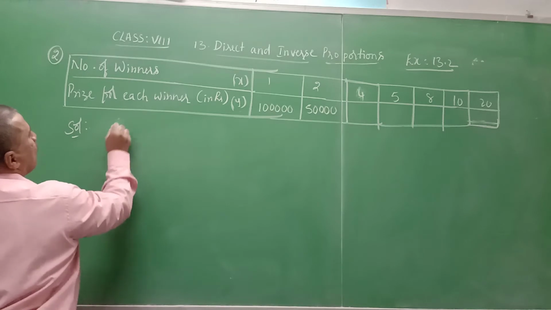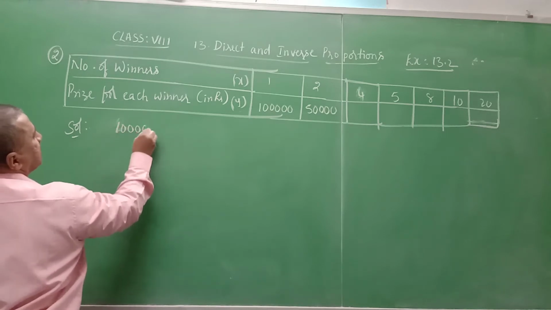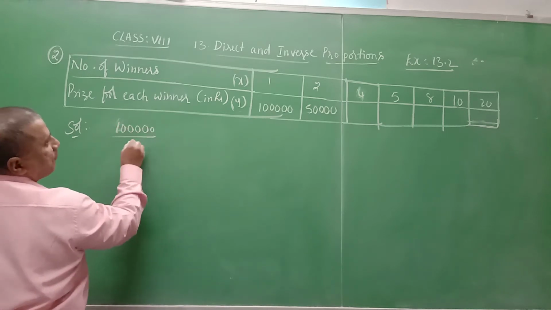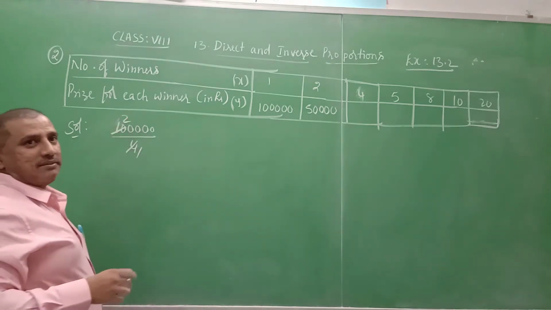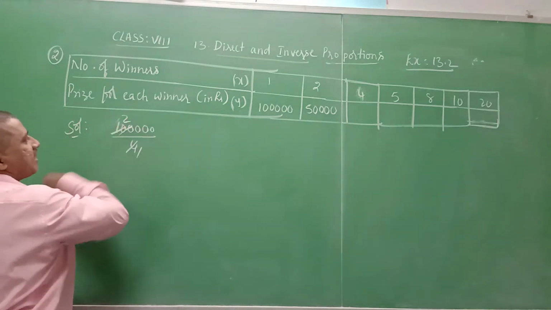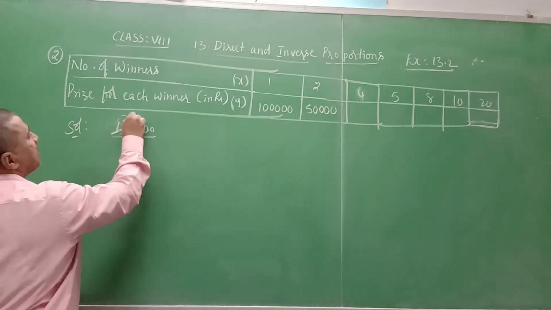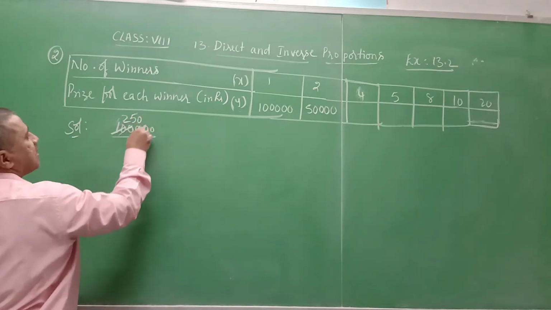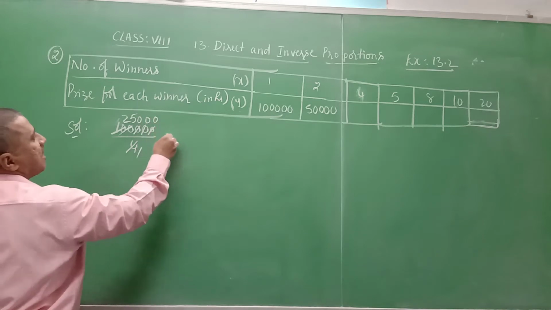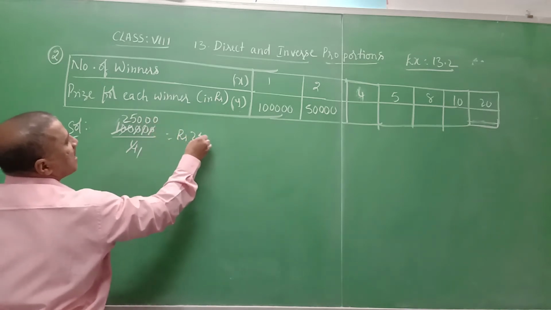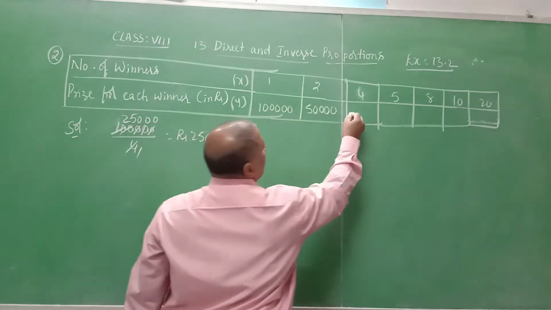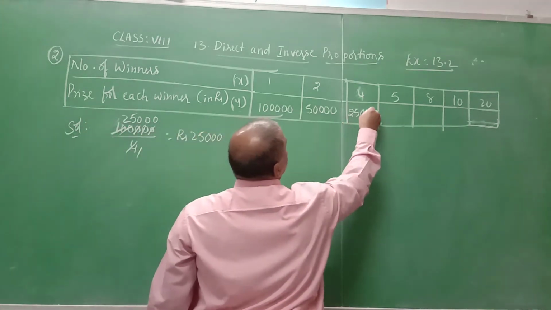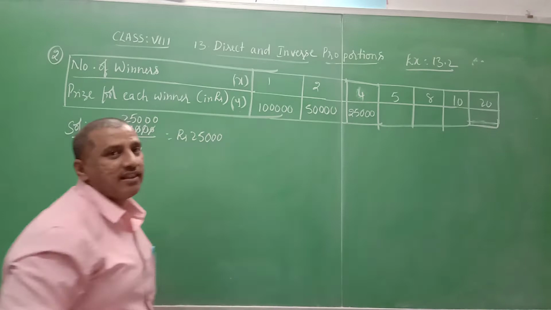That is 1 lakh divided by 4. 4 ones are 4, 4 twos are 8, 10 minus 8 is 2, bring down 0. 20, 4 fives are 20, then 4 zeros are 0, 4 zeros are 0, 4 zeros are 0. So each one will get 25,000 rupees if 4 winners are there.